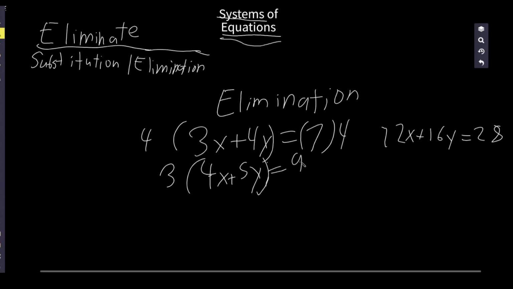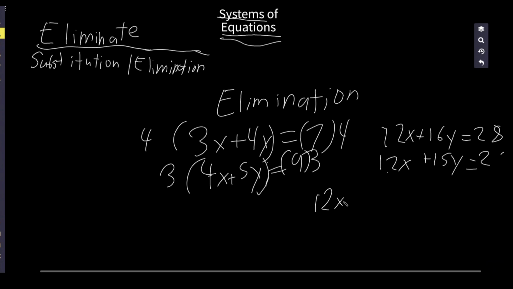And stick with me here, because this may seem a bit unintuitive at first. So we get 12x plus 15y equals, well, 3 times 9 is 27. Okay, so now what we basically did is multiply both the equations by a number to get them to the same coefficient here. And now we can subtract the equations.